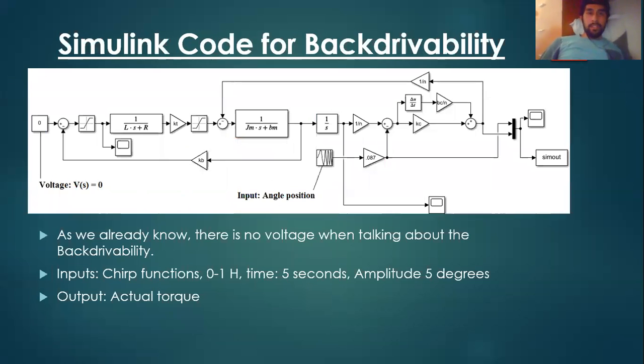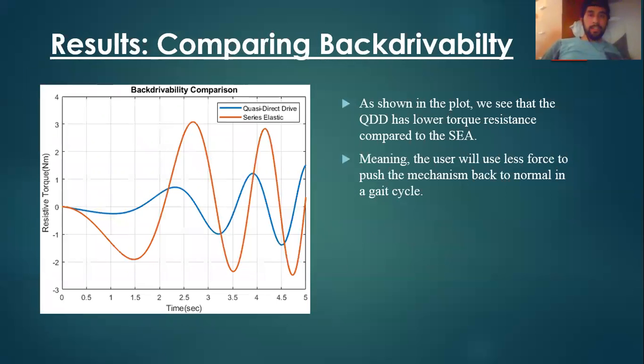This image shows the Simulink code for the backdrivability, where the input function is 0 to 1 hertz for a simulation time of 5 seconds and an amplitude of 5 degrees. In this plot, you see that the QDD has a higher backdrivability compared to the series elastic. This is because the quasi-direct drive has a lower frequency resistive torque compared to the series elastic. This means that the user will use less force to push the mechanism back to its normal gait cycle.